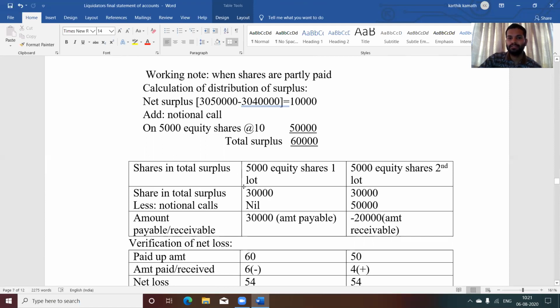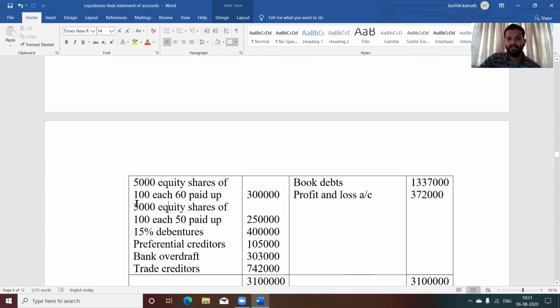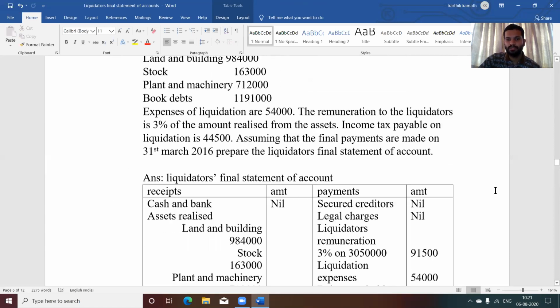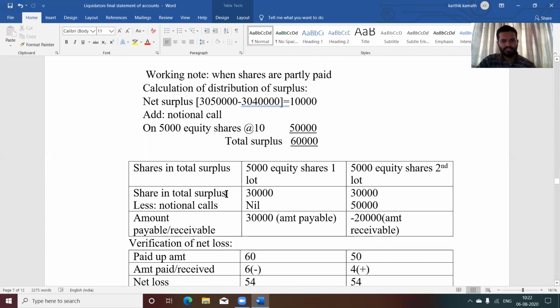There are two classes of equity shares of the same lot, meaning the number of shares is the same, 5,000 equity shares and 5,000 equity shares, but the paid up values are different. So do one more working note, that is shares in total surplus. First is 5,000 equity shares of class 1 and 5,000 equity shares of class 2. The share in total surplus here is 30,000, and here also 30,000.